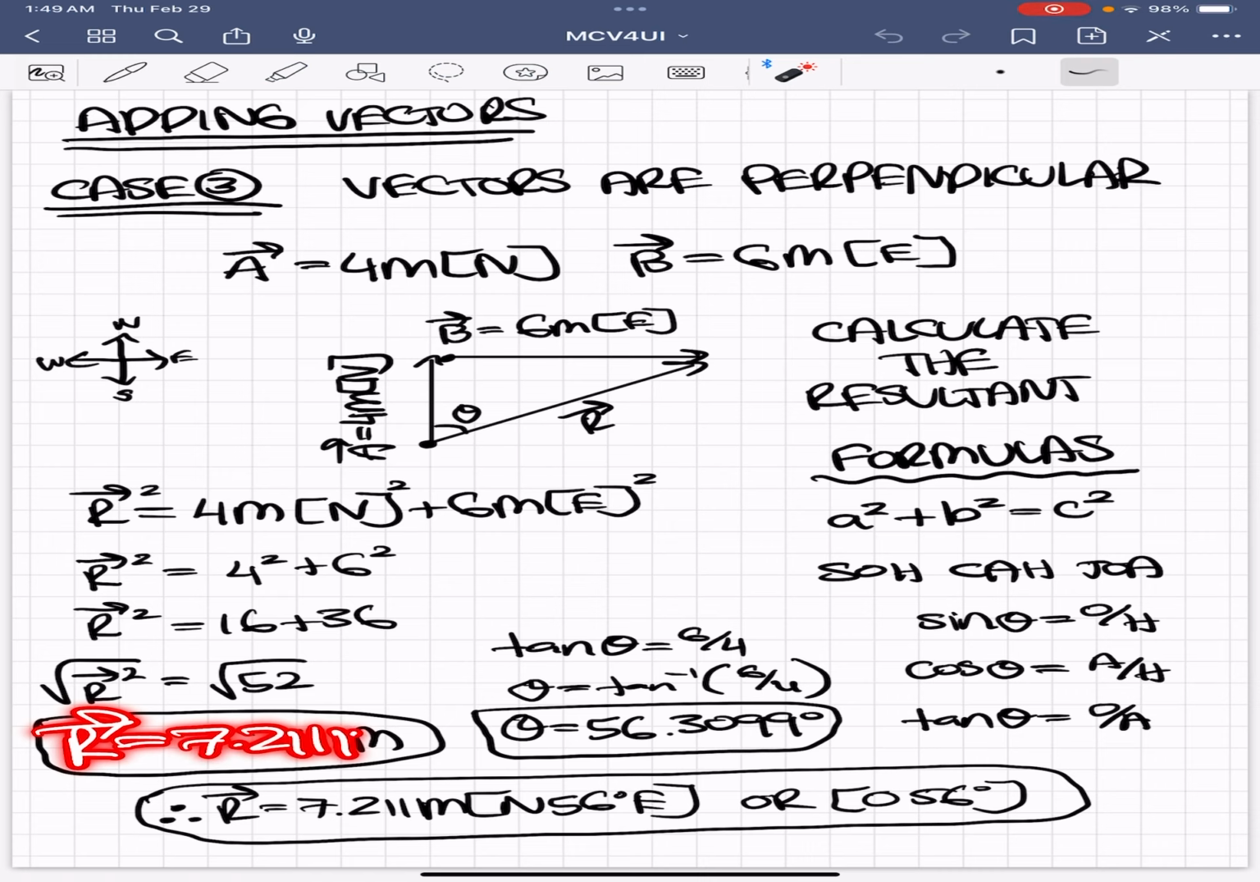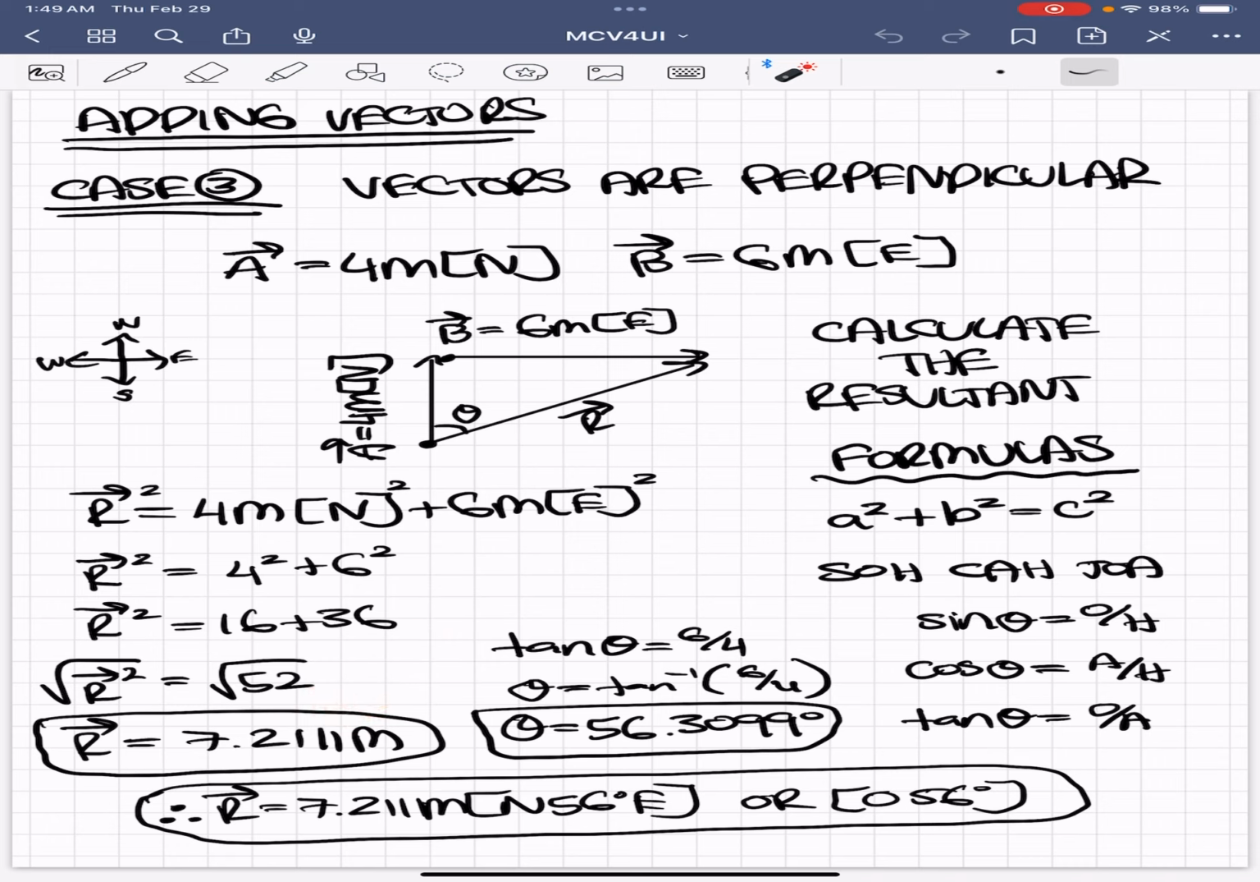7.2111. Wait, 1, 2, 3, 4. Yeah, okay, so the resultant equals 7.2111 meters. So that's our value for the resultant there. And we're not done yet. So we found the resultant. We calculated the resultant. We found what it was worth. It was worth 7.2111 meters.